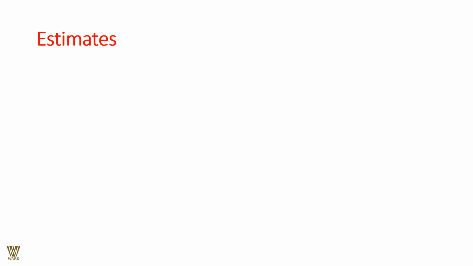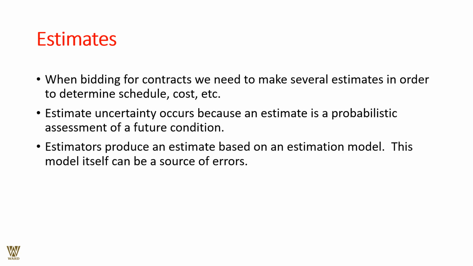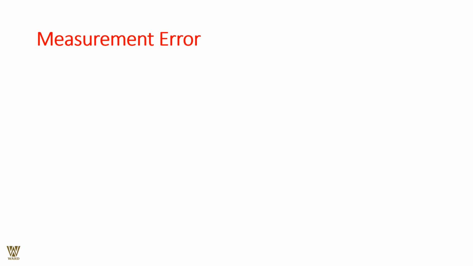Let us try and understand what estimating would be. When bidding for a contract, we need to make several estimates in order to determine schedule, cost, etc. Estimate uncertainty occurs because an estimate is a probabilistic assessment of a future condition. An estimator produces an estimate based on an estimation model. This model itself can be a source of error.